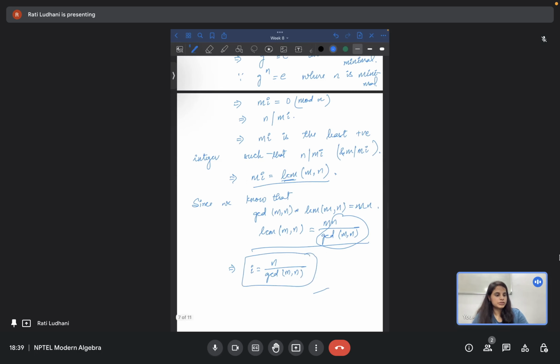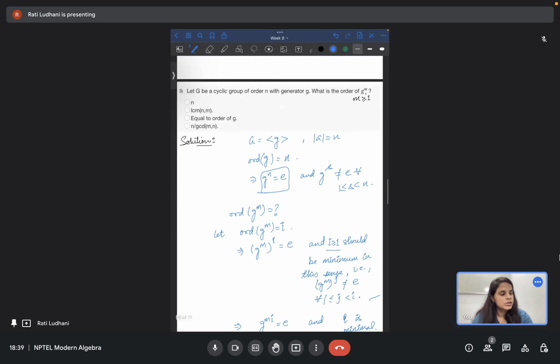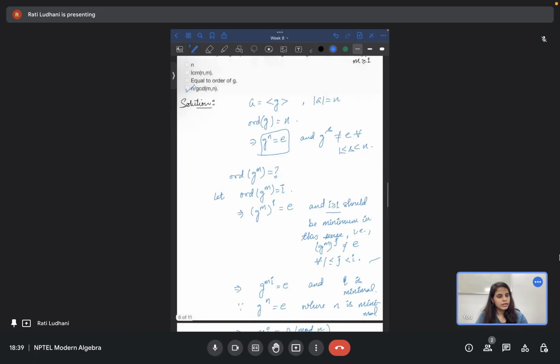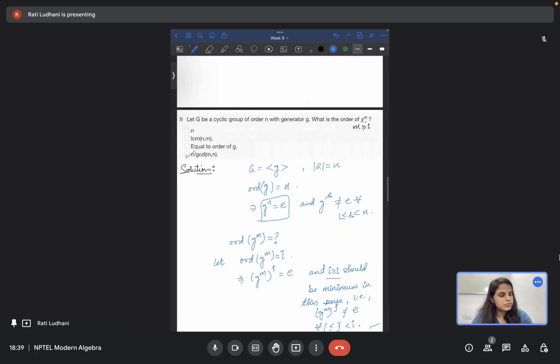So let's see if we have such an option. n by GCD of m and n, that is your correct answer. Also, if you want to check the other options, we can look for examples showing they are not correct. They are saying the order of g raised to power m should be n.